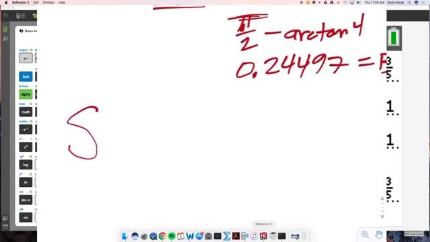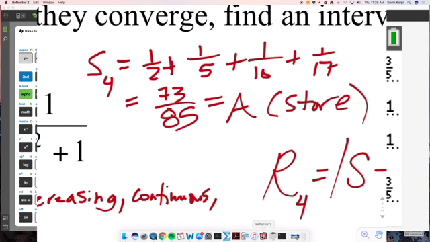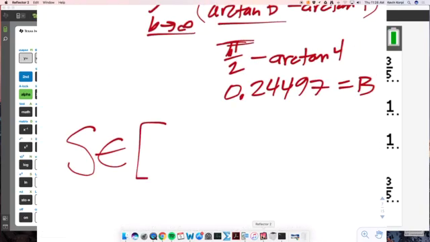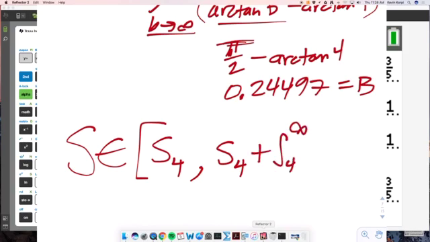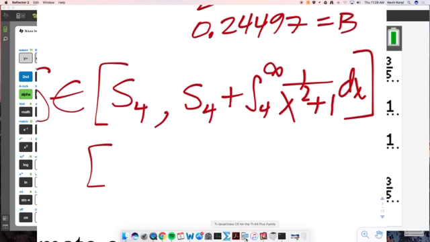Okay, so here's what we could do then. Now we could say the actual sum is going to live in, and because the terms are positive, I know that the sum is not going to be any smaller than 73/85. Would you agree? Because I keep adding positive terms to that, it's going to be slightly bigger than that. So I can use that as a lower bound. So I can say it's S sub 4 as a lower bound, comma, and then S sub 4 plus the integral from 4 to infinity of 1 over x squared plus 1 dx, which I just found, right? So let's go ahead and see what that's going to be.